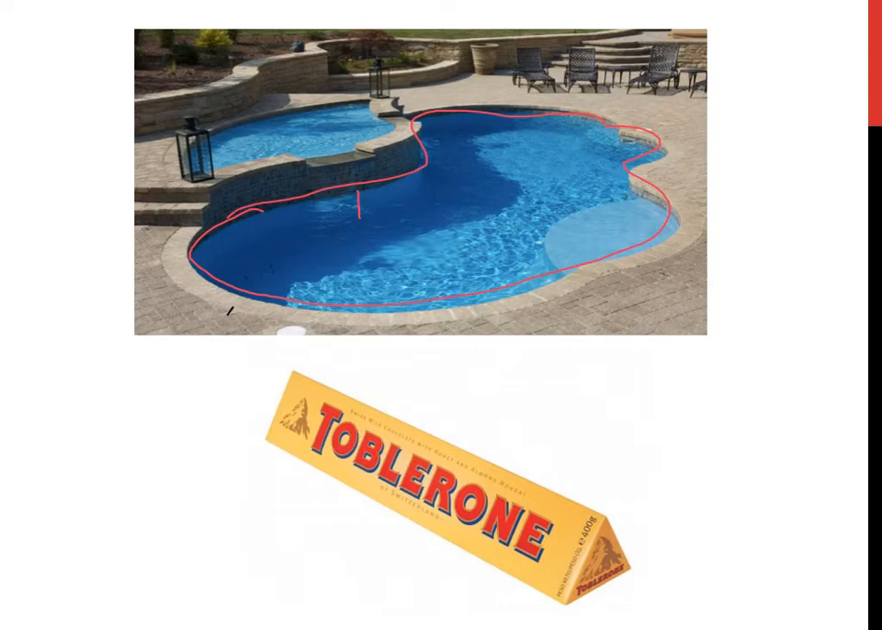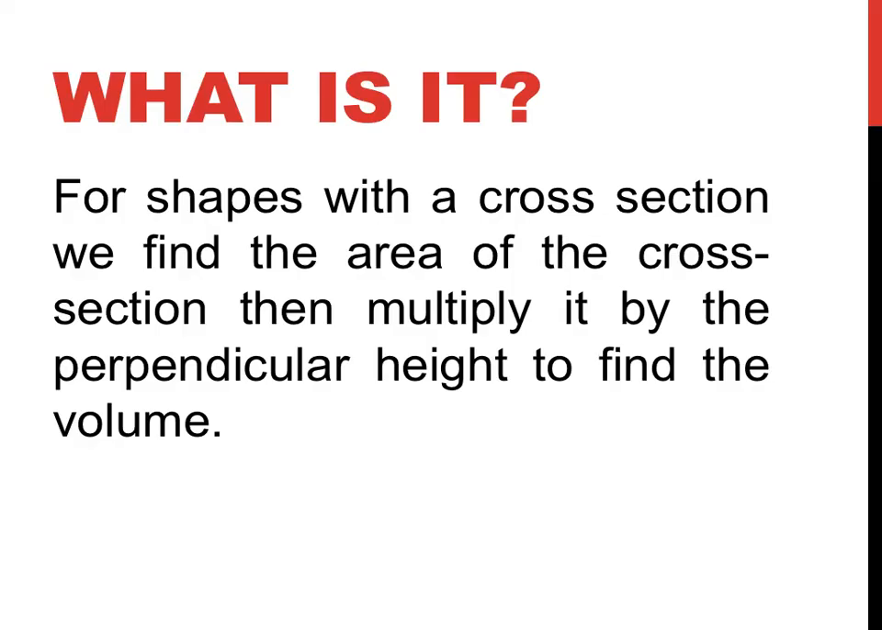Let's look at why the cross-section is so important. For shapes with a cross-section, we find the area of that cross-section and then we multiply it by the perpendicular height to find volume. One more time: we find the area of the cross-section. With the pool, I'd have to be given it, because there is no way I can work out the area of some weird blob. There's no formula for some weird blob.